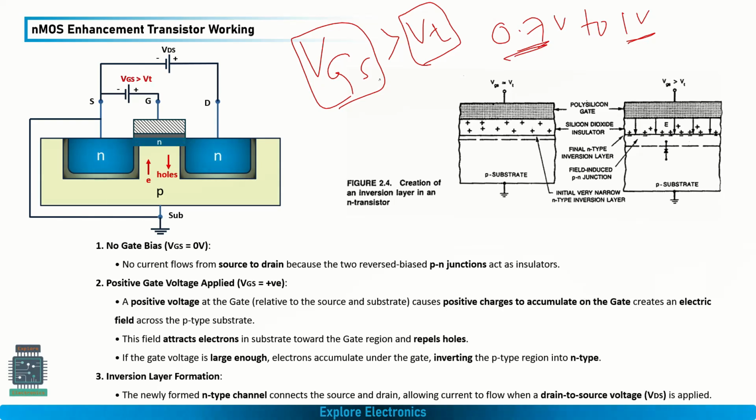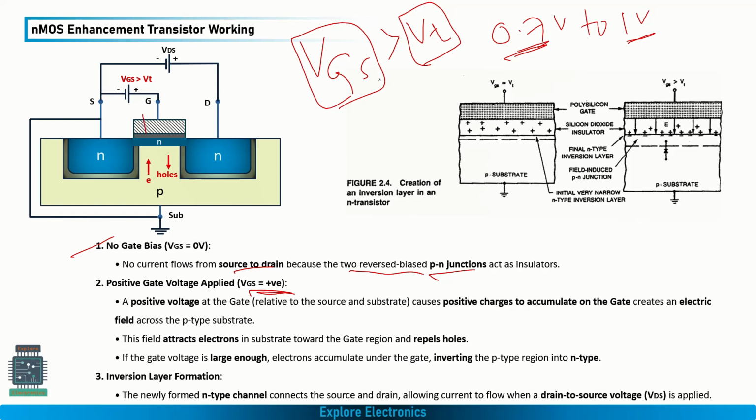And what happens when there is no voltage from the gate? No current flows from source to drain because there is no channel at all, right? There are two reverse biased PN junctions connected back to back, between source and substrate as well as substrate and drain. Once we start applying the voltage positively from the gate, what happens?